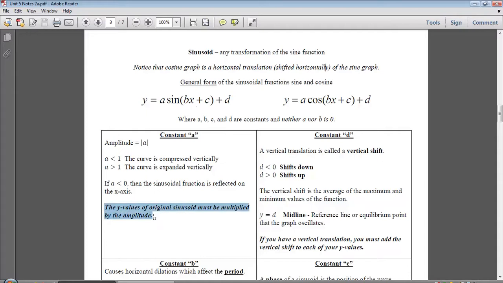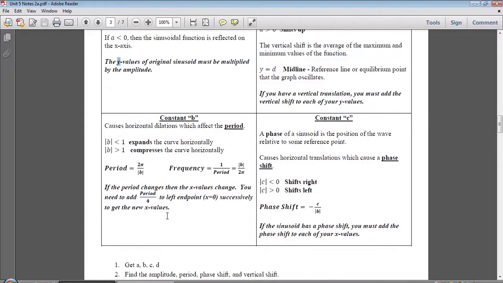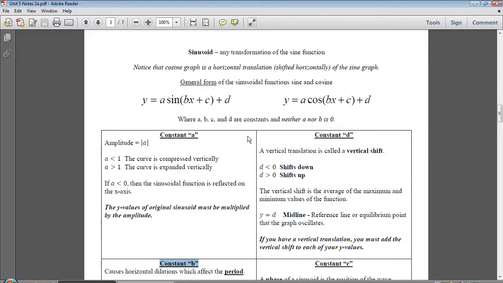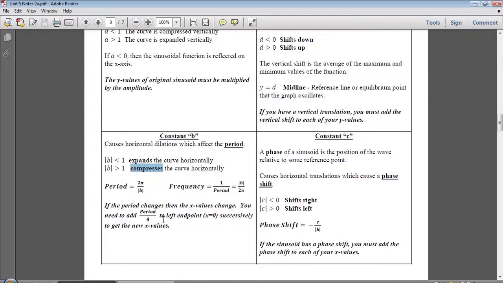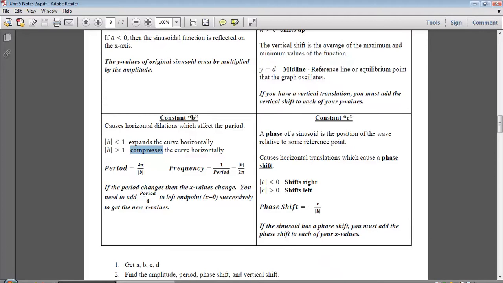Main thing to remember from here is that if A changes from the original value of the original curve, which is 1, your Y values are going to change. So A affects the amplitude, which in turn affects your Y values. B is the one that's right in front of the X. B is going to affect the period of your graph. When it's less than 1, it's going to expand it. When it's greater than 1, it's going to compress it.